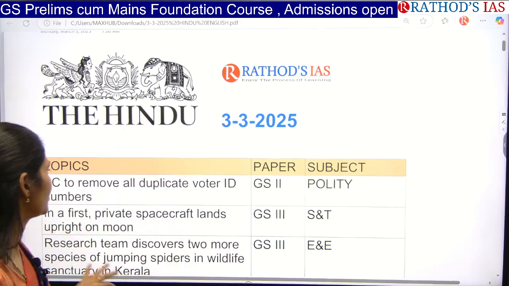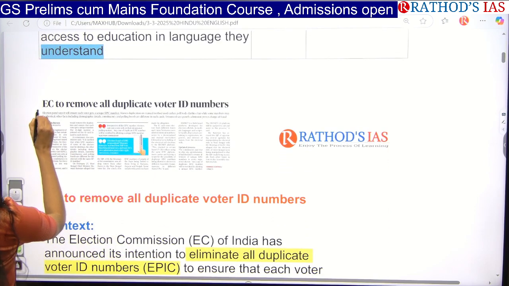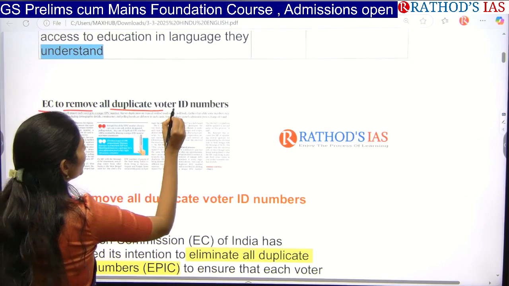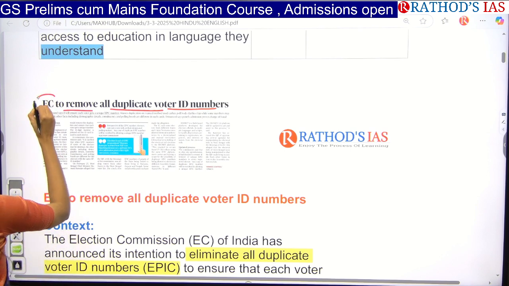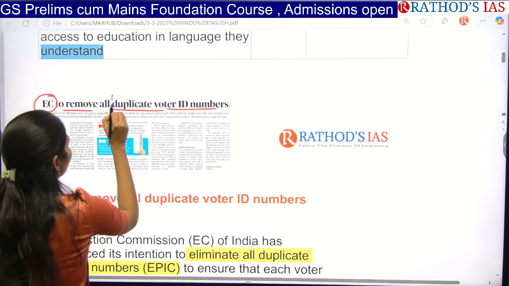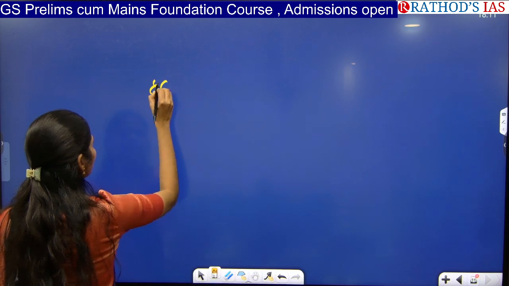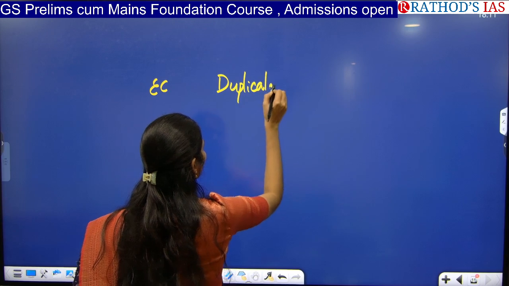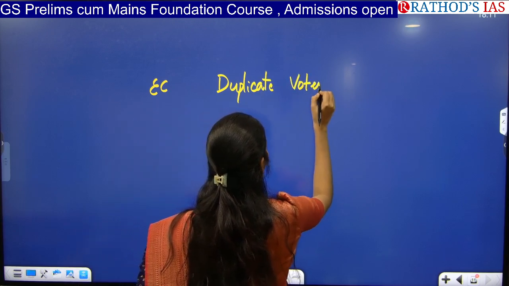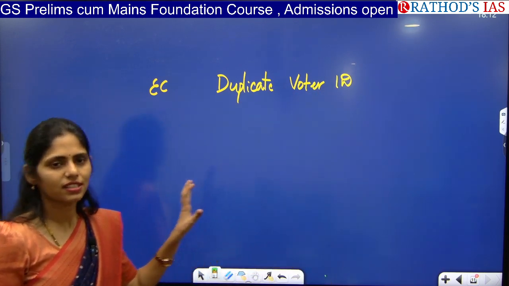And now let us see the first article. See the title, guys. The title says EC to remove all duplicate voter ID numbers. The keyword here is EC, that is Election Commission, and we have one more keyword, that is duplicate voter ID. Let me write here. The first one is Election Commission, the next one is duplicate voter IDs. These are the two keywords that you can see in this article.